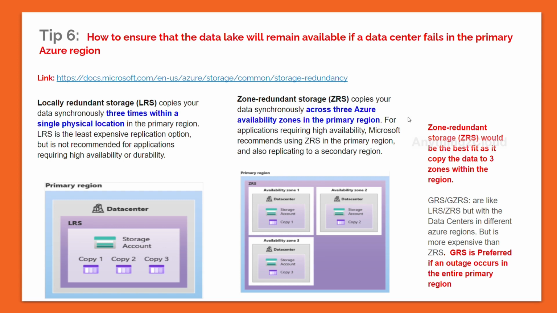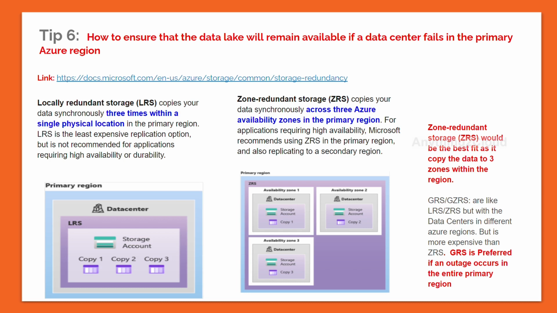So if you see the diagram, for LRS, in the primary region, we have a data center. In the same data center, we have 3 copies. This is for LRS. But when you compare to ZRS, in the primary region we have 3 data centers, and each data center has its own copy.